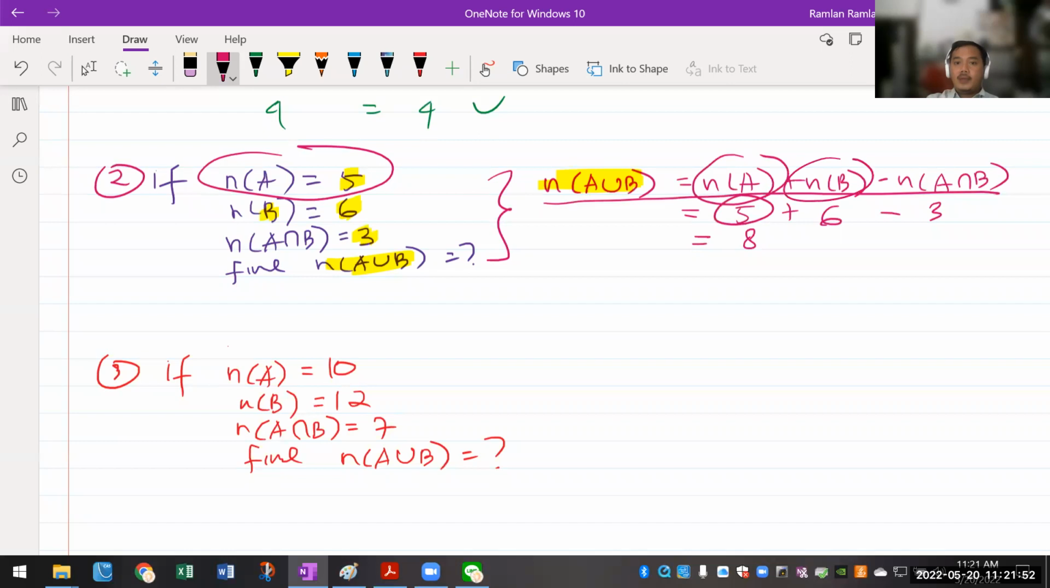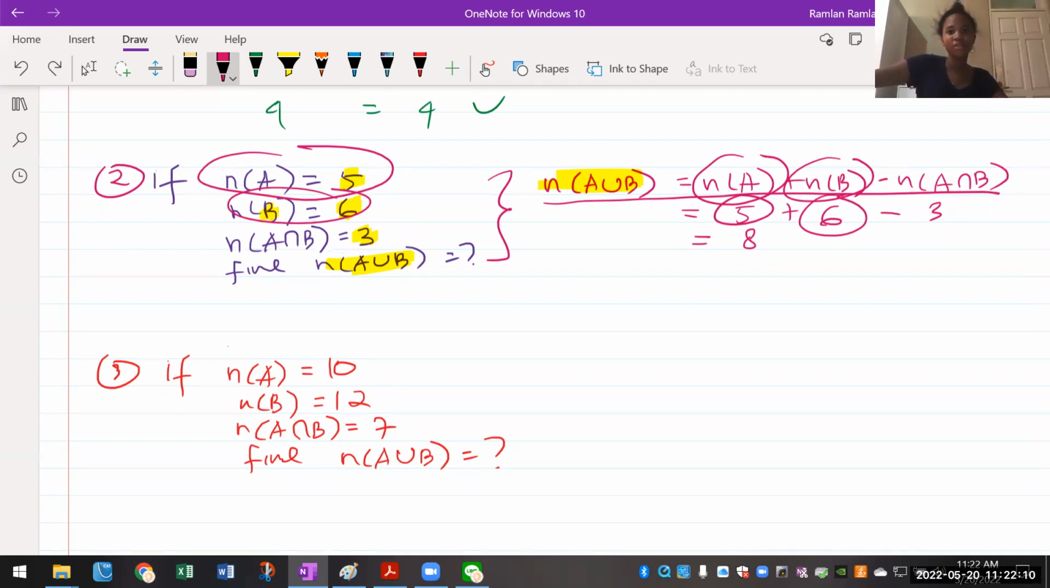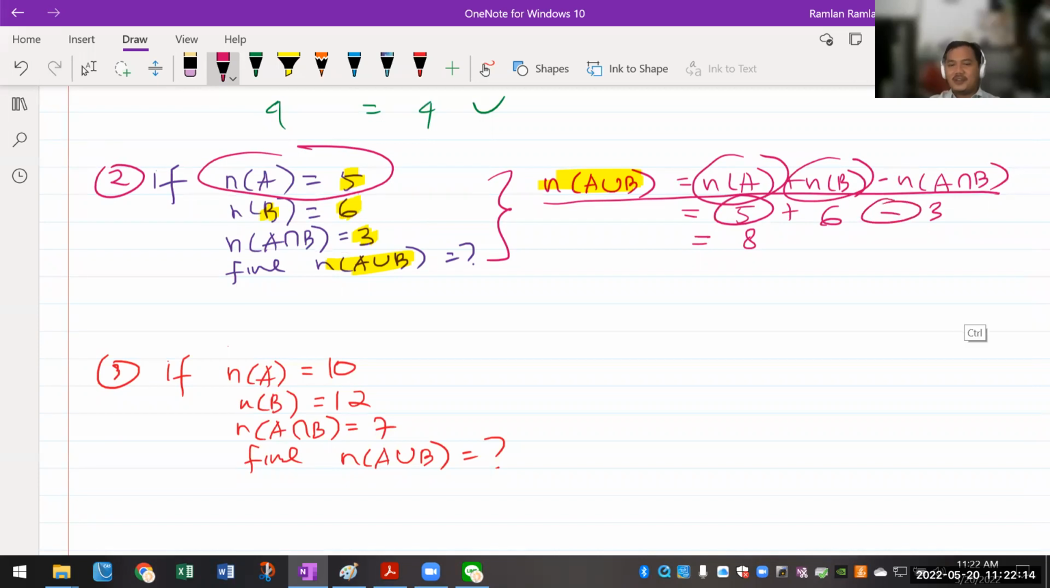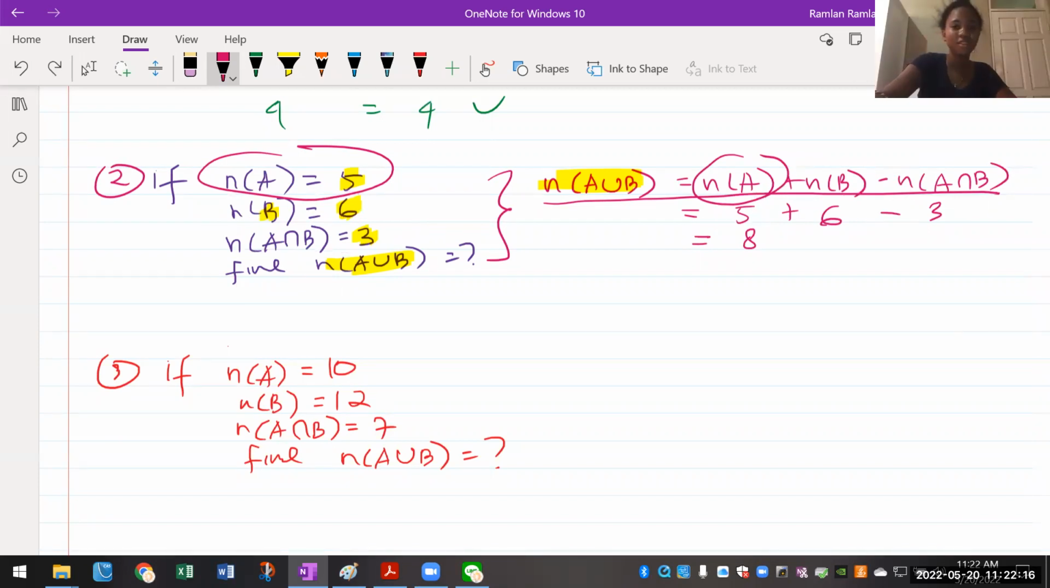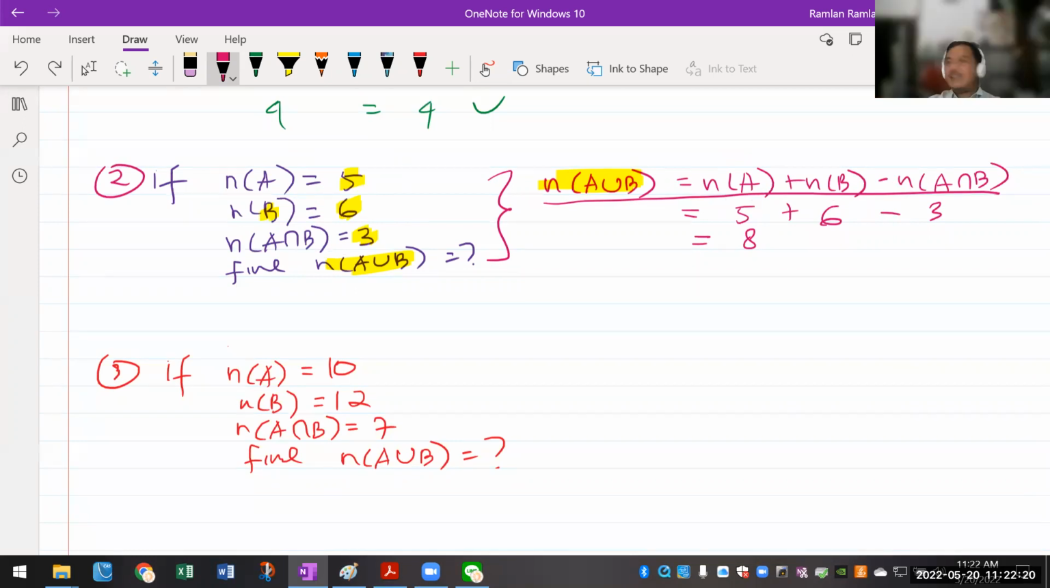We have NB over here, which is 6. You put 6 over here. And we have N(A intersection B), which is over here, which is 3. Just put 3 in there. And you only need to calculate that: 5 plus 6 minus 3 equals to 8. That's it. Oh, so I add all of the numbers? Not quite, because there is a subtraction over here. You just calculate that.